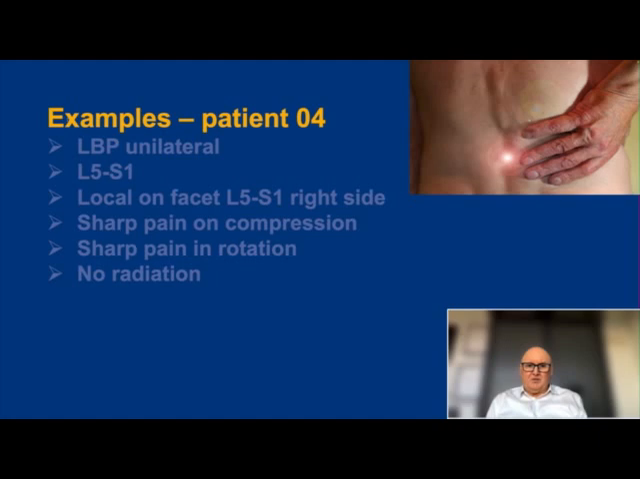Another example is this patient number 4. This patient has also low back pain, and the low back pain is only on the right side, at the level of L5-S1. The pain is localized on the facet joint L5-S1 on the right side. There is a sharp pain when we compress that facet joint on the right side, and there is also sharp pain when the patient rotates the body to the left, because that also causes a compression of the right facet joint. So in this case, there is no radiation along the legs. All of this indicates a facet joint inflammation. Compression causes pain, and then the aim of the treatment has to be to decompress the facet joint so that the inflammation can heal.